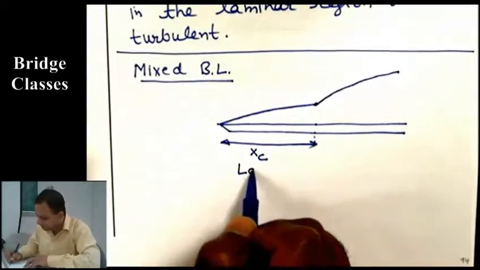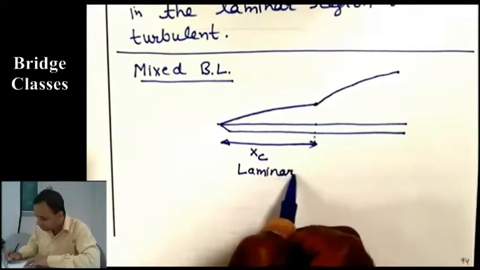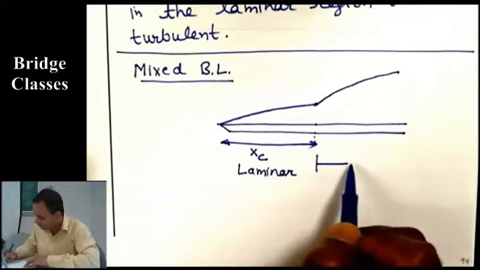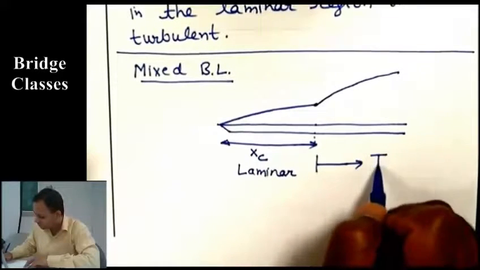Okay. So this is the region in which the boundary layer is laminar. And beyond this, it is turbulent.